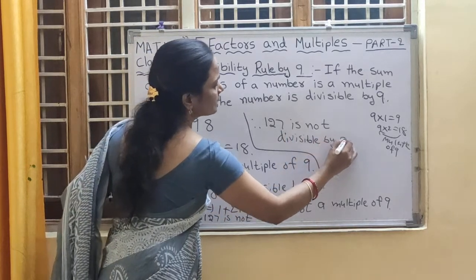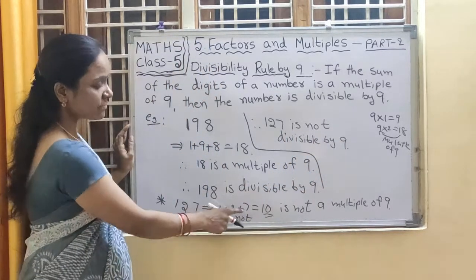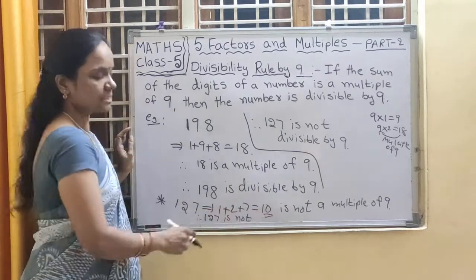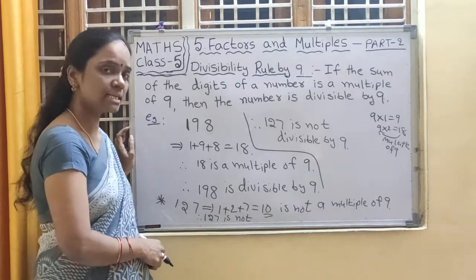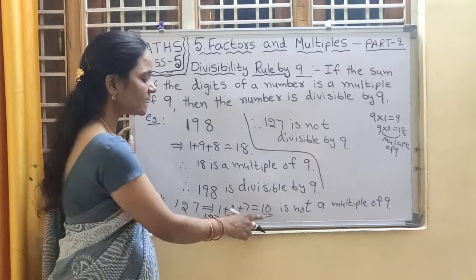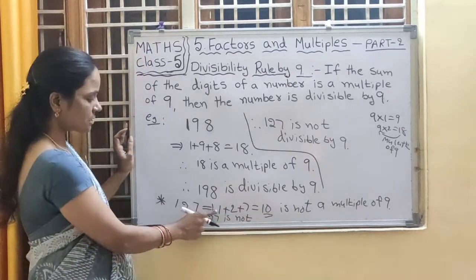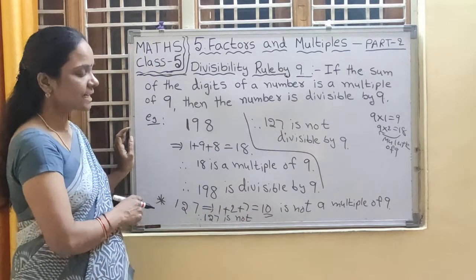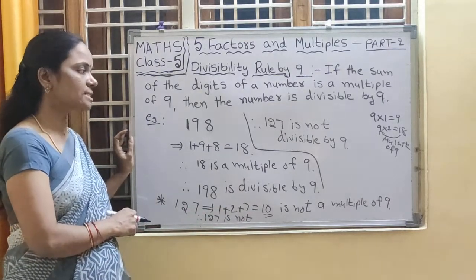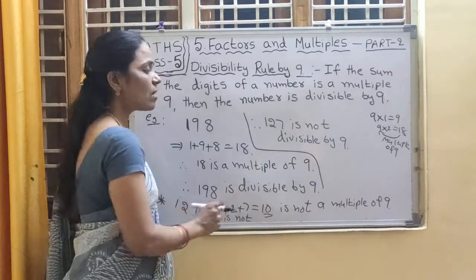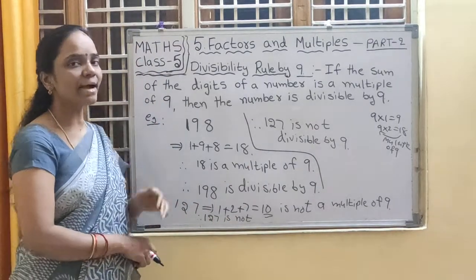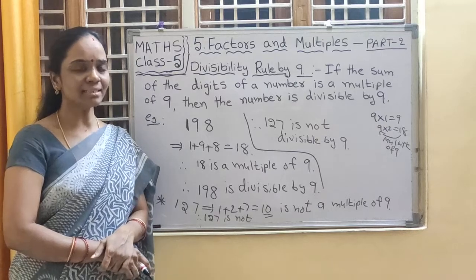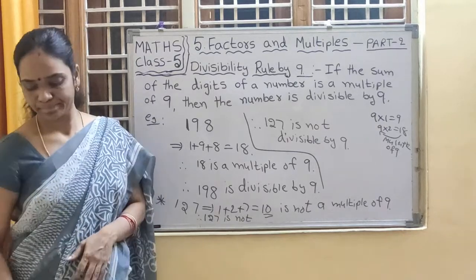If the sum of the digits is a multiple of 9, then we can say that the given number is completely divisible by 9. So here, what is the sum of the digits? 1 plus 2 plus 7 is 10. 10 is not a multiple of 9. So we can say that 127 is not divisible by 9. So this is our divisibility rule by 9. Note it down, children.